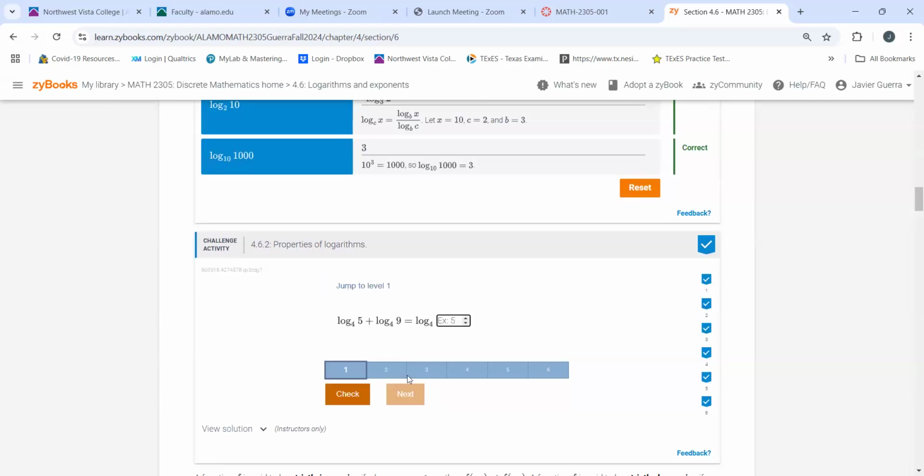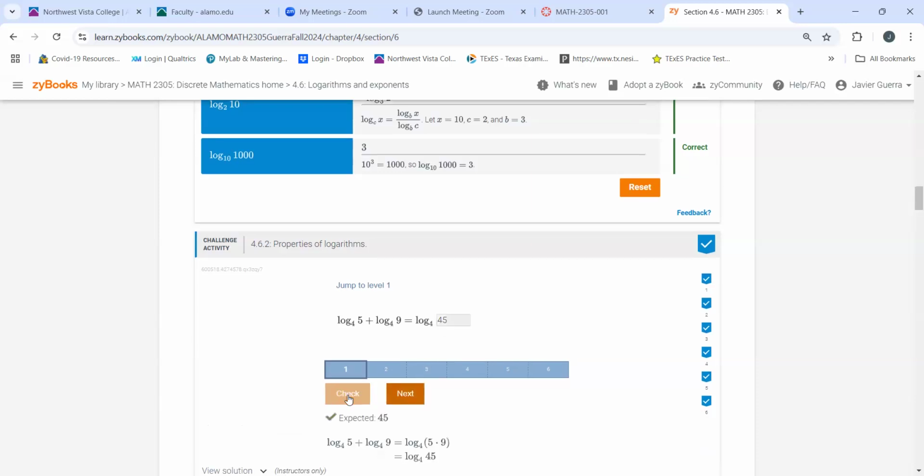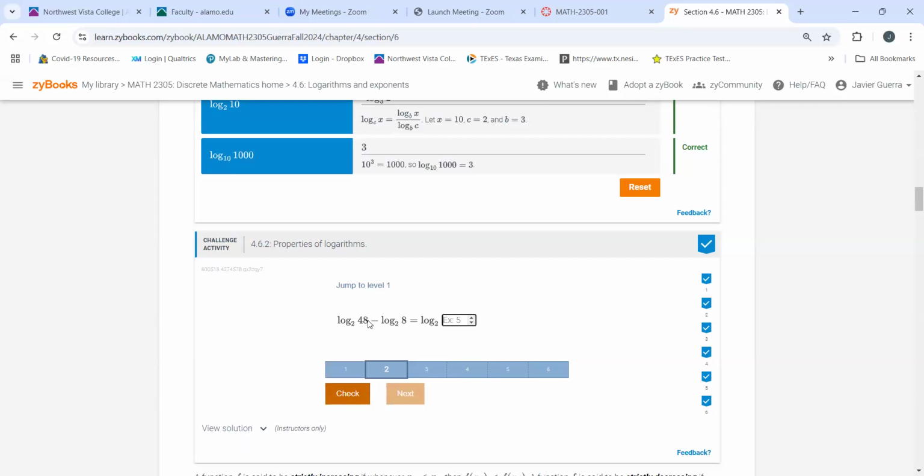Let's start them off. Log base 4 of 5 plus log base 4 of 9. Add means multiply, so that should be log base 4 of 45. Okay, next. Log base 2 of 48 minus log base 2 of 8. Subtract means divide, so 48 divided by 8 is 6.